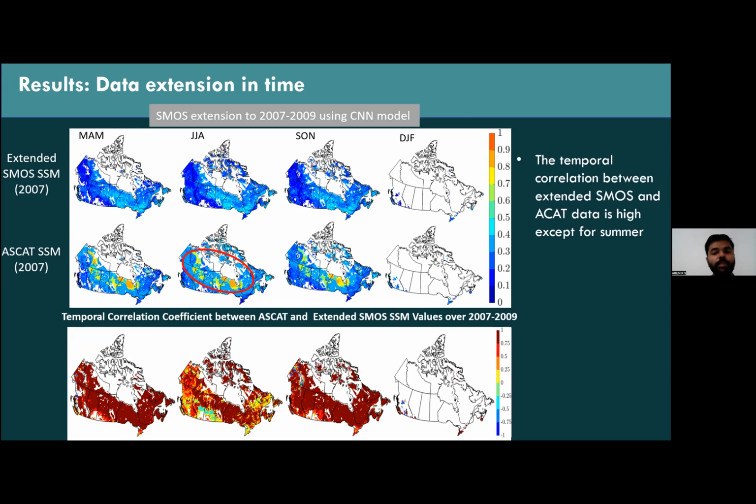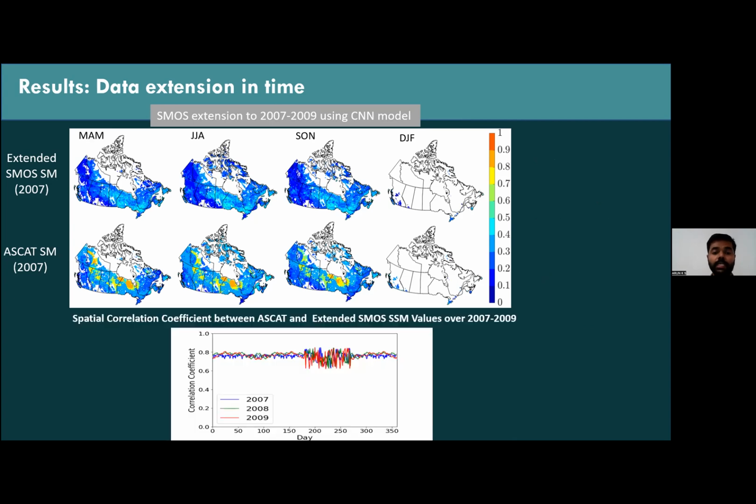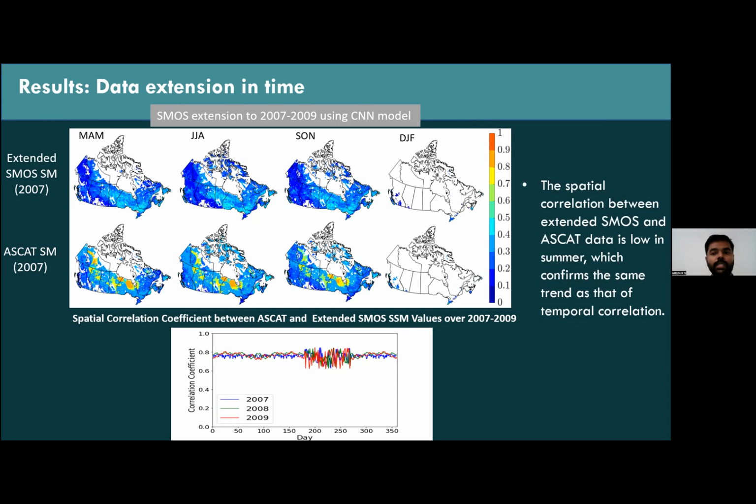So the temporal correlation between extended CMOS and ASCAT data is high except for summer, and the difference in operating characteristics of the 2 sensors in the CMOS and ASCAT for certain regions leads to this low correlation for the summer season. So next one is the spatial correlation coefficient between ASCAT and extended CMOS SSM values over 2007 and 2009. And here also the spatial correlation between extended CMOS and ASCAT data is high in summer, which confirms the same trend as that of temporal correlation.